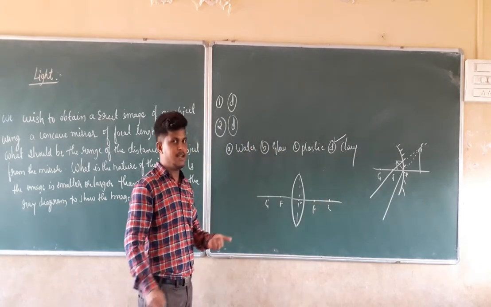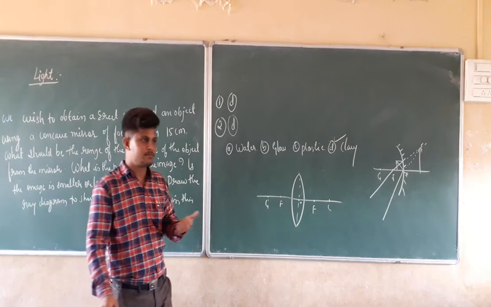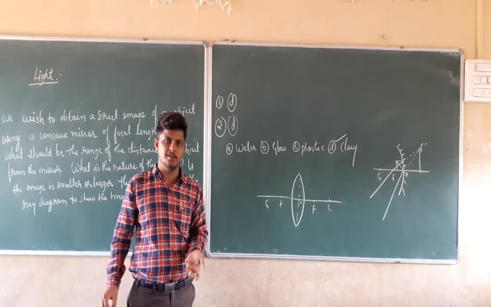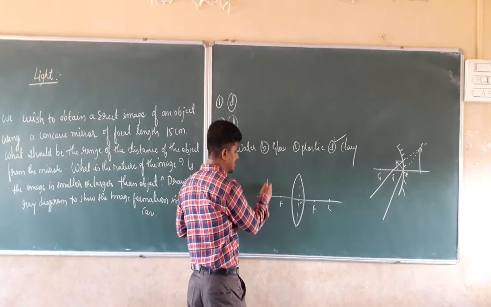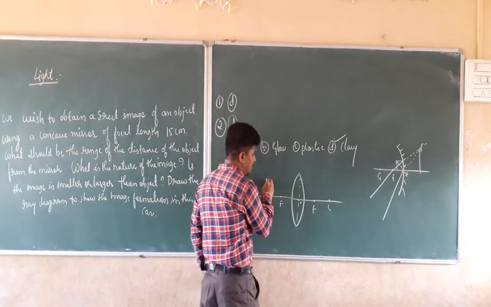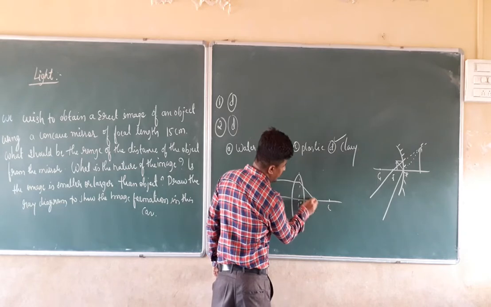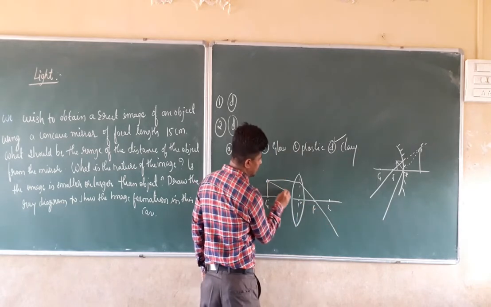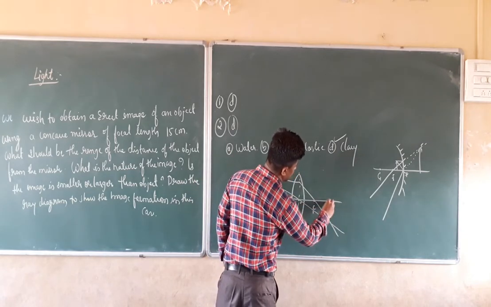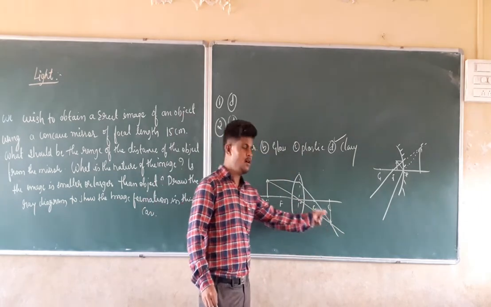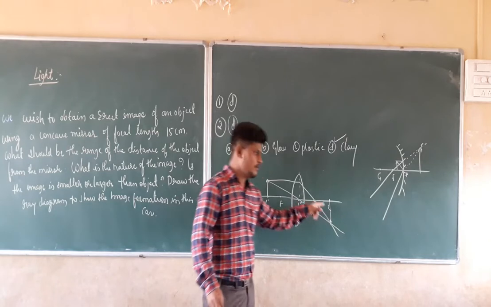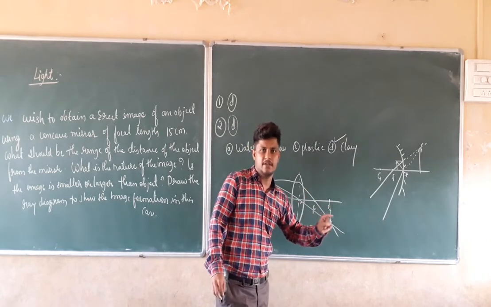If you remember the ray diagram, I told you to tabulate all the values in the table. When you keep the object on the center of the curvature, that is nothing but C, the image produced by the convex lens will be on this C itself. The image will be the same size as the object, and it will be an inverted, real image.